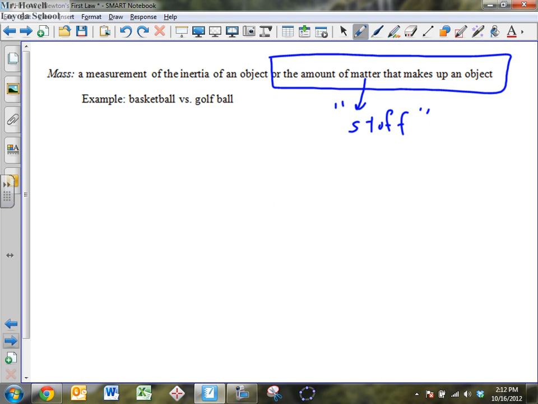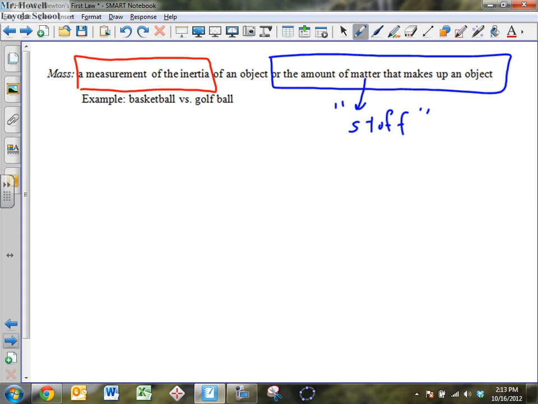Now, the other way of thinking about it, which is a little more confusing, but I'm going to make it very clear for you, is the measurement of inertia. I'll explain this now. Write it down. I'll give you a second to write it down. So the new part is what's boxed in red there, a measurement of inertia.